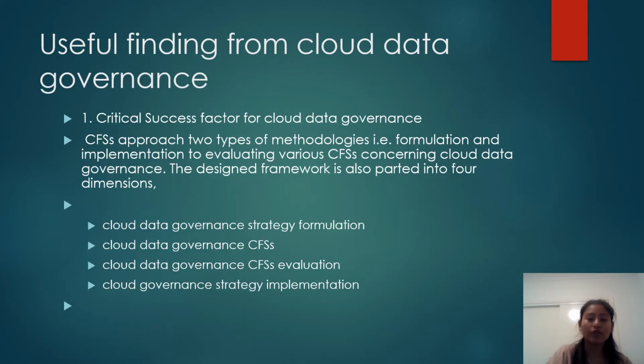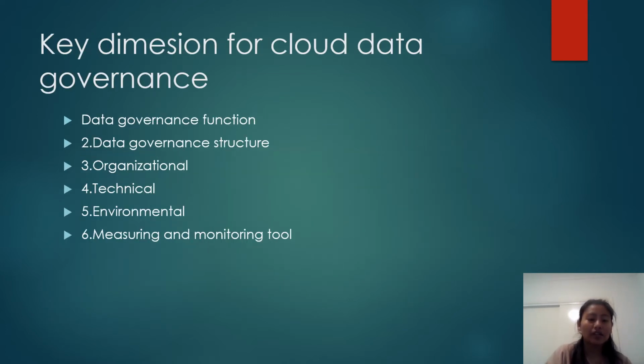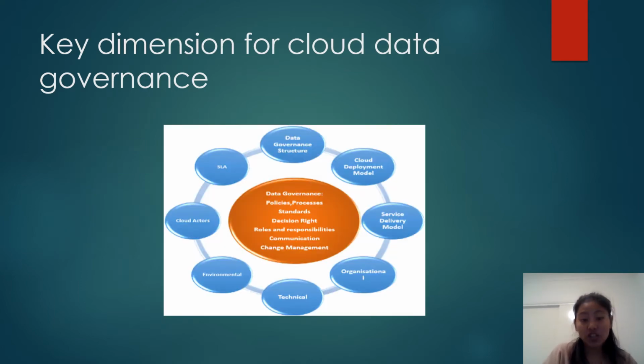While doing this review, I made some findings. So these are my findings: the key dimensions of cloud data governance. Data governance functions, data governance structure, organizational, technical, environmental, and measuring and monitoring tools are the key dimensions for cloud data governance. These are the affecting factors for how we improve our database when we introduce data governance in the cloud. I also saw this picture, which gives a brief description of how it's related. In the middle is data governance and the policy, process, and standards, and all around it are the environment, technical, organizational, and the cloud deployment model.